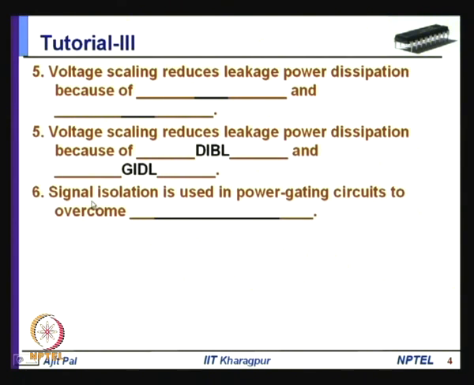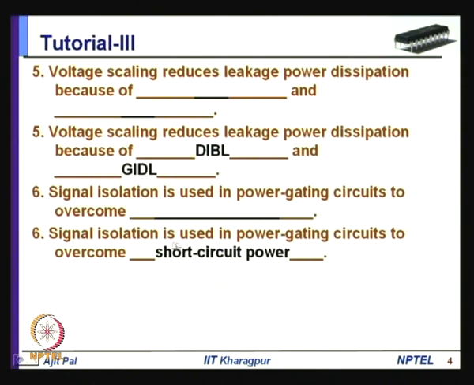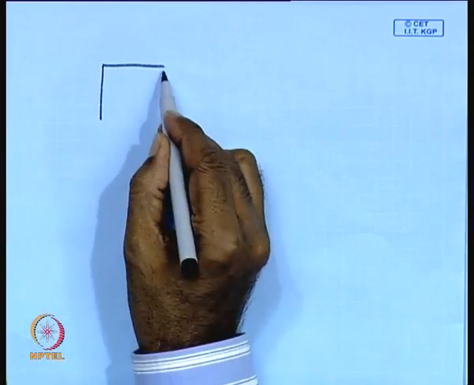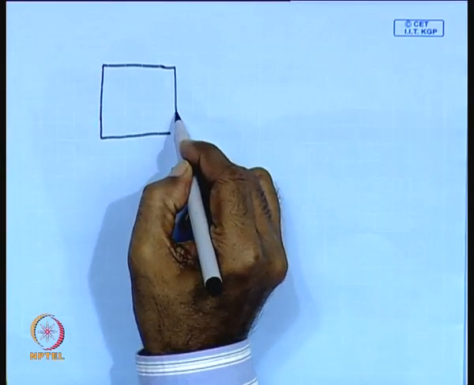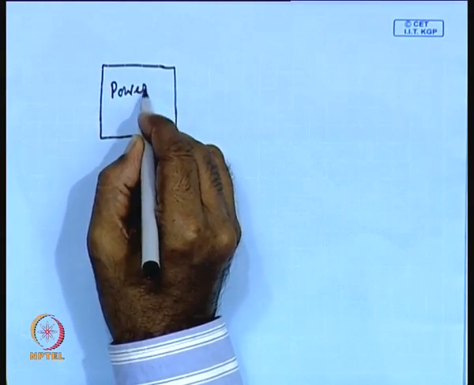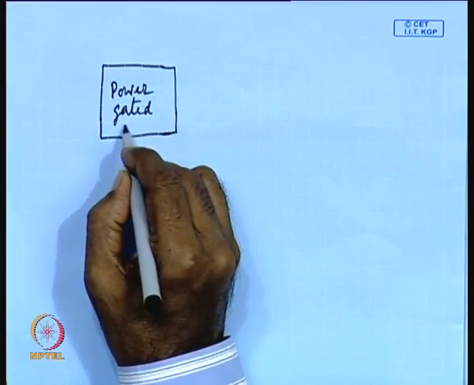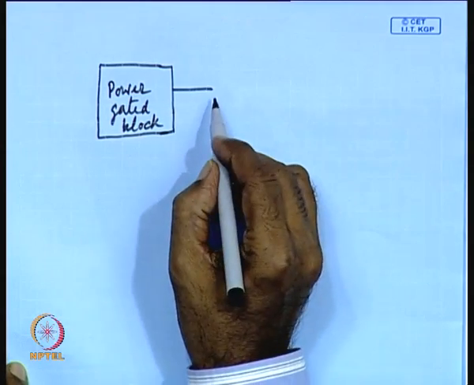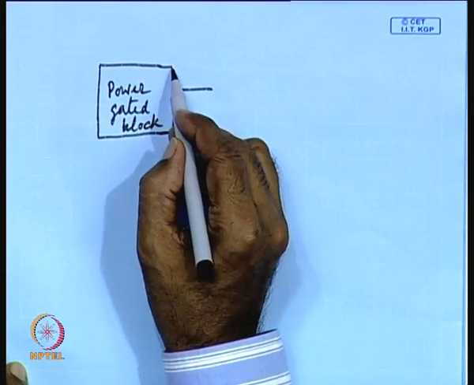Then coming to 6th question, signal isolation is used in power gating circuit to overcome dash. The answer is signal isolation is used in power gating circuits to overcome short circuit power. You may recall that. So, whenever you are using say multiple voltage domains in a circuit, let us assume this is a power gated block.